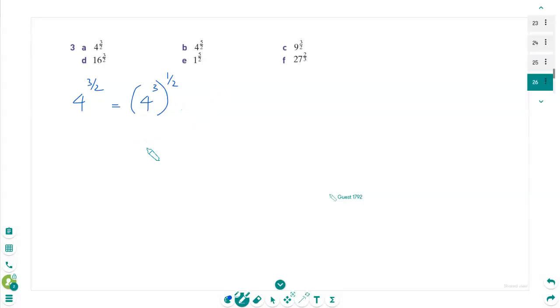Or you can do 4 to the power 1 by 2 whole to the power 1 by 2 times 2 times 3, to the power 3, right? Yes. So let's do the first one. What is 4 to the power 3? 4 to the power 3 means 4 into 4 into 4. How much is that?